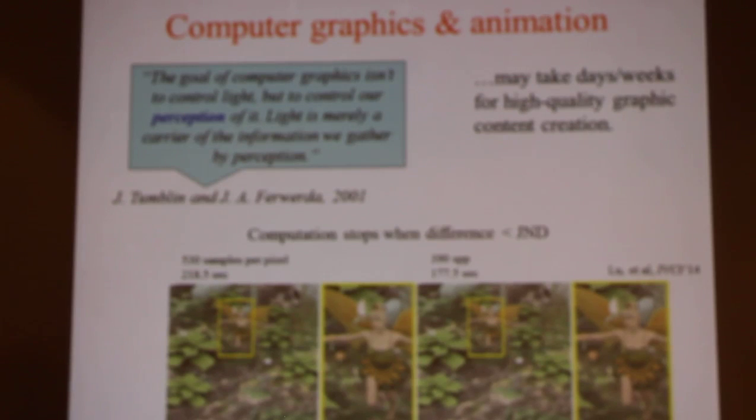Okay, then I think computer graphics and animation need more attention because, you know, all the content creating companies, like the movie companies, spend a lot of time, maybe a few weeks, for high quality graphic content creation. Actually, we can reduce that effort using the JND model. Because if the difference is below JND, why spend so much time trying to figure out what is going on? This is some initial result. Actually, you reduce the effort, and it is hardly noticeable.